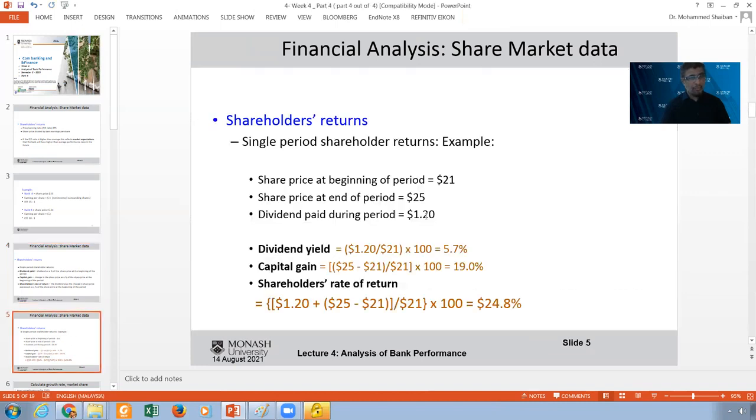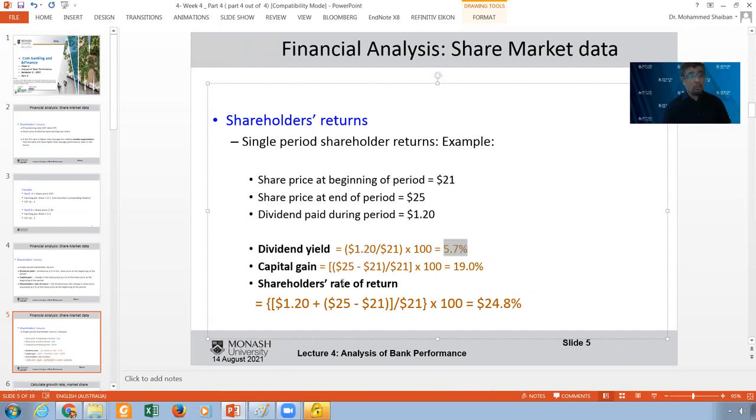Let's take this example. If you have a bank that has a share price at the beginning of the year of 21, the share price at the end of the period is 25, and they pay at the end of the year 1.20. So from the perspective of the shareholders, the dividend was 1.20 over the 21, which means they get 5.7%.